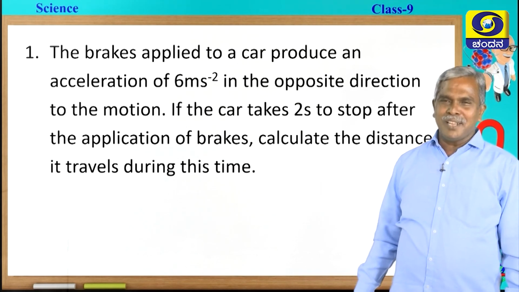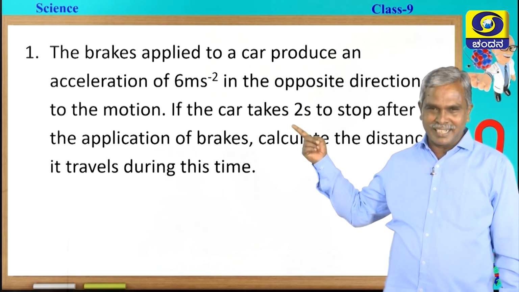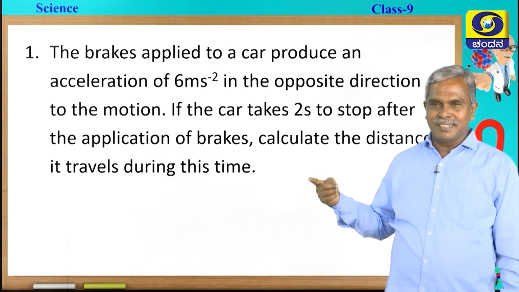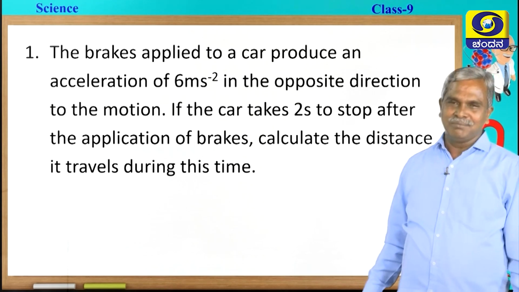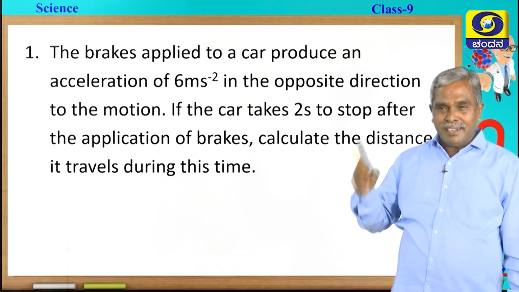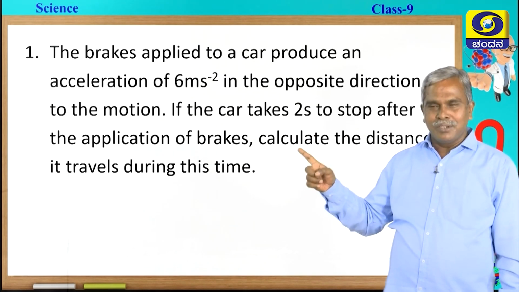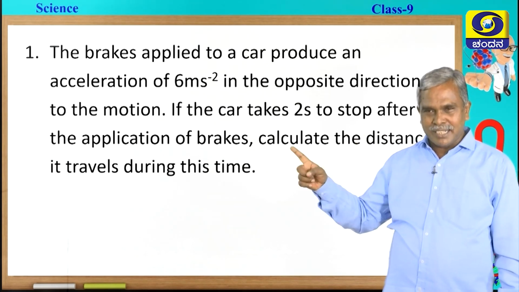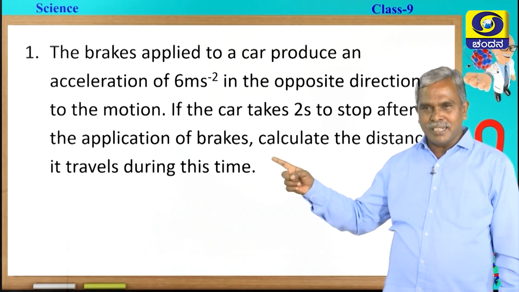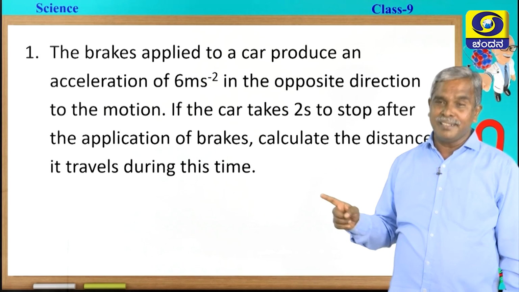The brakes applied to a car produce an acceleration of 6 meter per second square in the opposite direction to the motion. So, before the car comes to rest, what is the distance travelled? First understand the problem properly, then write down what is given, write down what is to be found out, find a suitable equation, do the substitution, do the fundamental operation, you will get the solution. Do not forget to express it in the suitable SI unit.